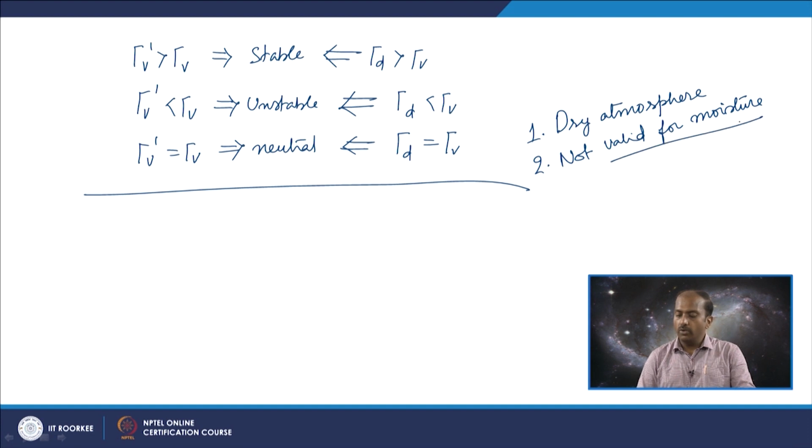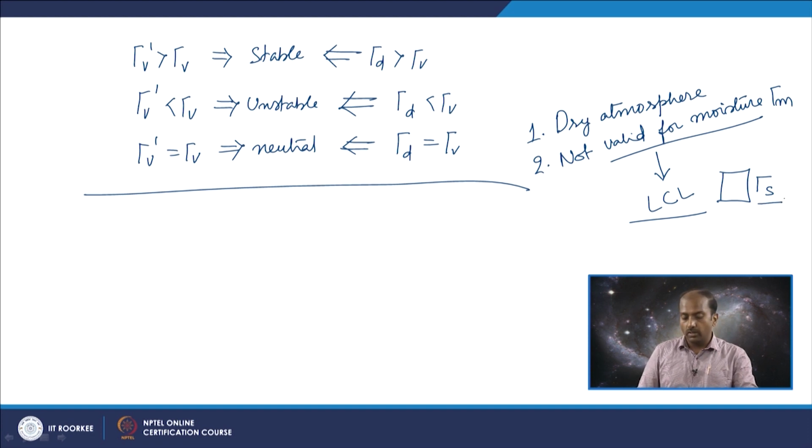Now, when you add moisture, another important parameter that you should take into account is the lifting condensation level. As the parcel rises, the saturation level keeps on increasing, and at the lifting condensation level, the parcel's lapse rate is to be expressed with gamma s, but not gamma d. If it is moist, then it has to be gamma m, and if it is saturated, you have to express it in terms of gamma s.